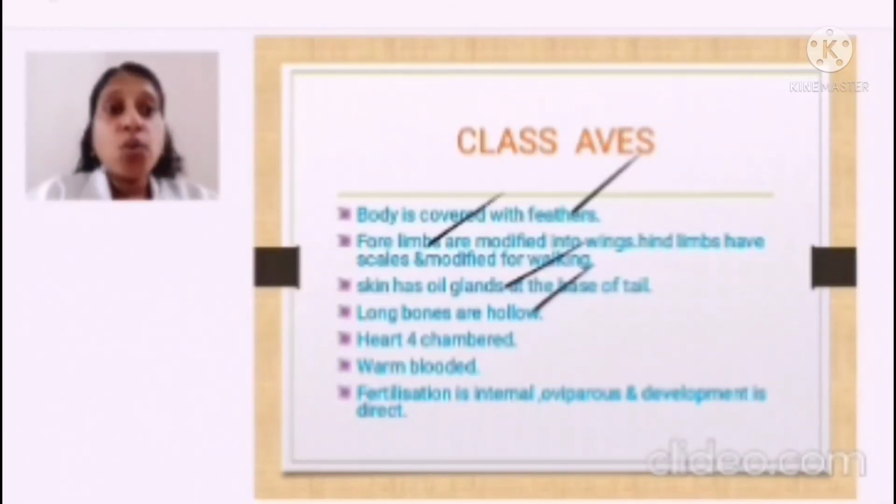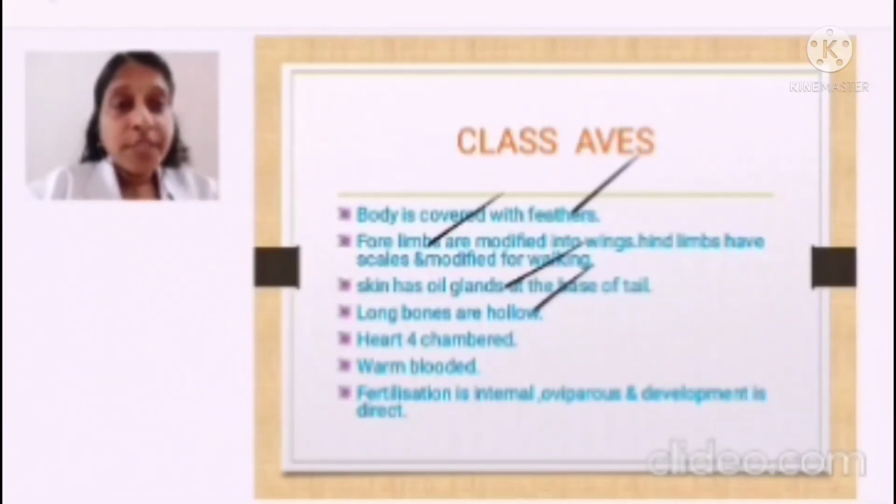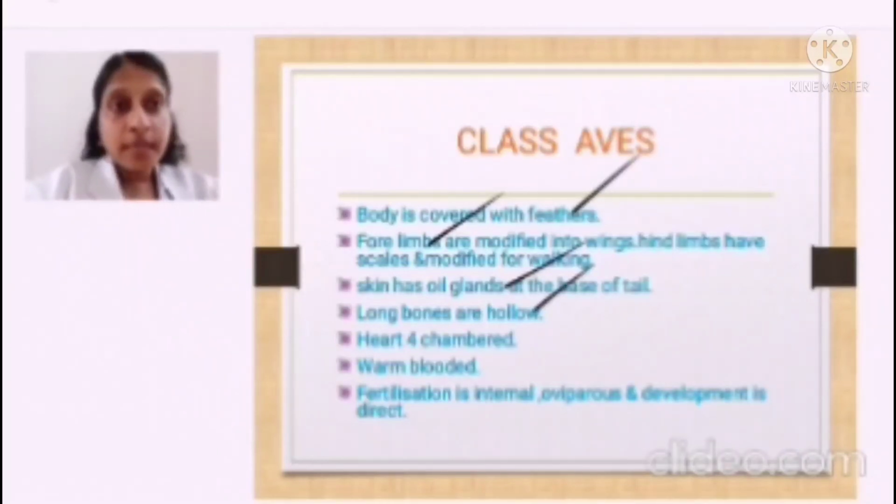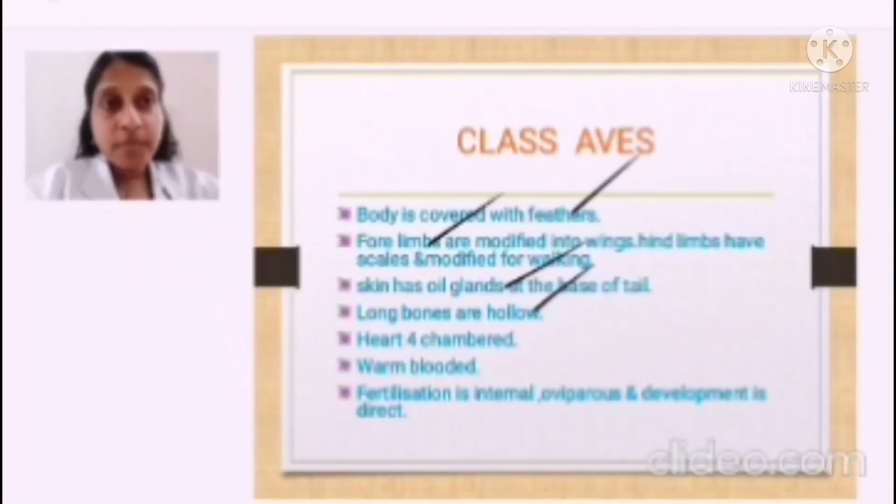Long bones are hollow; when you see the bones, they are hollow. Why is it hollow? It should be filled with air, it should be low weight, so that when they fly they are not that heavy, that they have to have what? That floating capacity, right? So you can find they have bones which are hollow in nature, air filled, right?